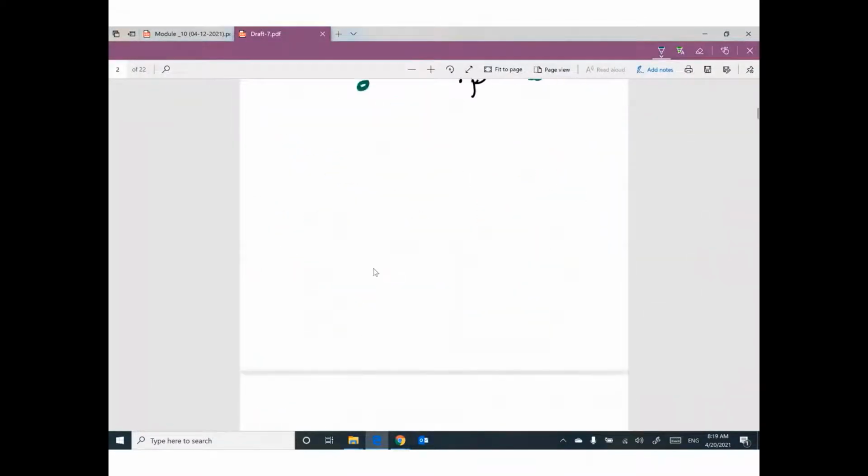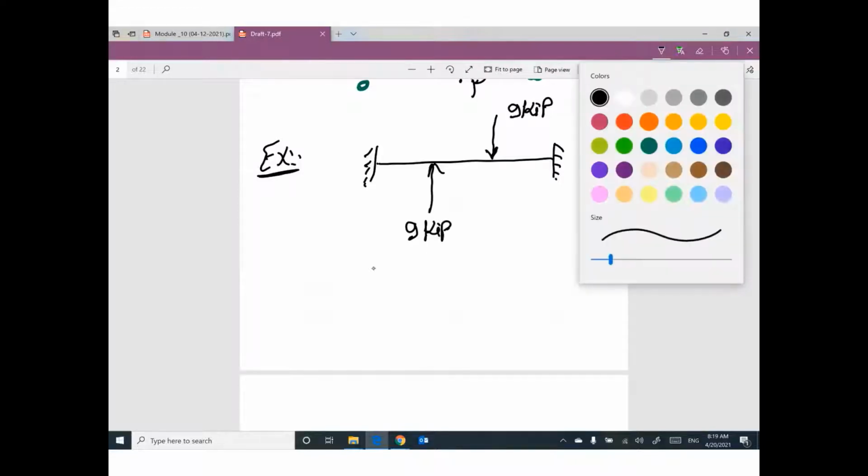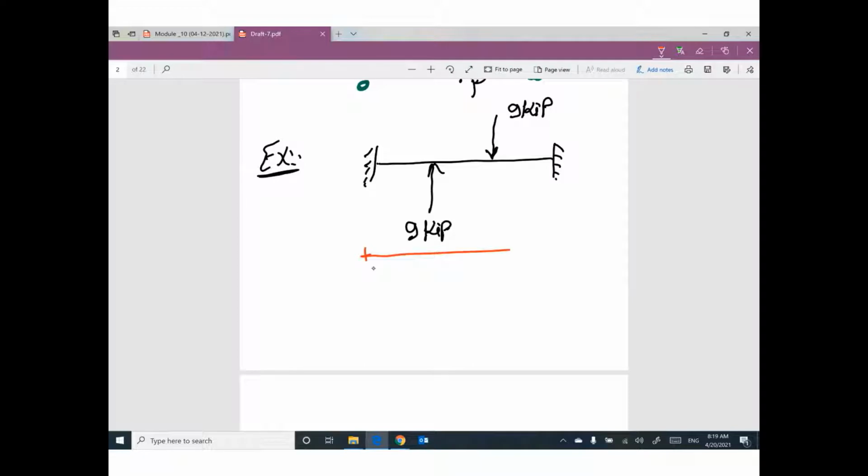Sometimes, probably, I will give you this example. We have a fixed beam with a concentrated load here of 9 kips and a concentrated load here of 9 kips, and your distances are 5 feet, 5 feet, 5 feet. And I'm asking what is the value of the fixed end moment here? What is the value of the fixed end moment here?